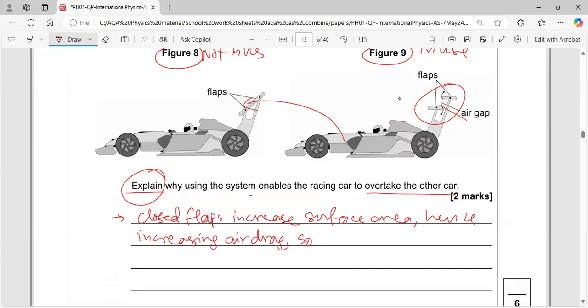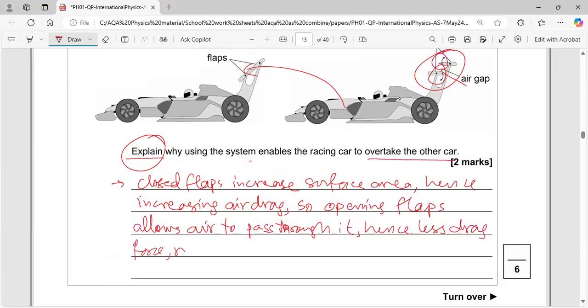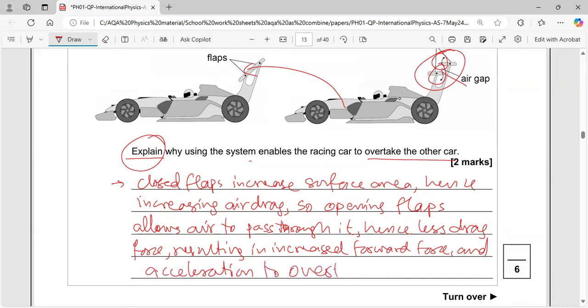So we say that opening flaps allows air to pass through it, as it is indicated by these small arrows over there as well, hence less drag force, resulting in increased forward force and acceleration to overtake the car. I mean, this was easy as well.